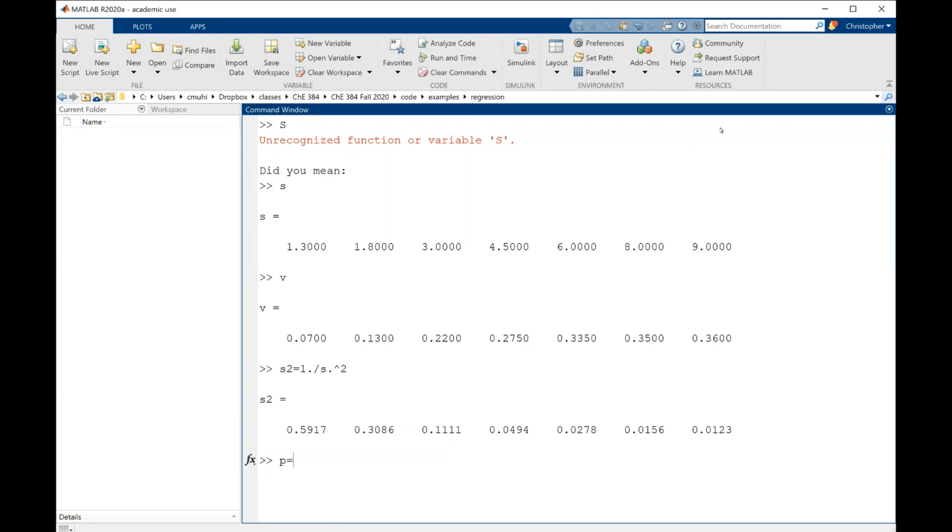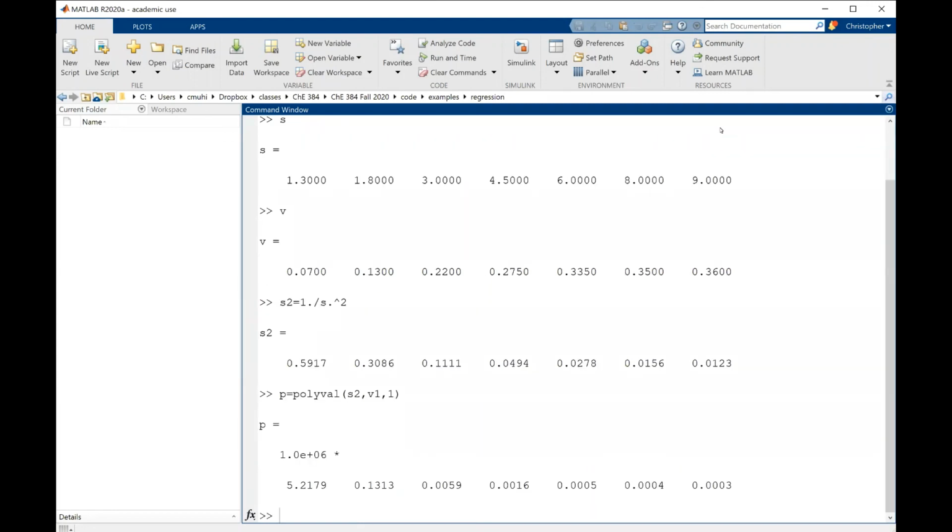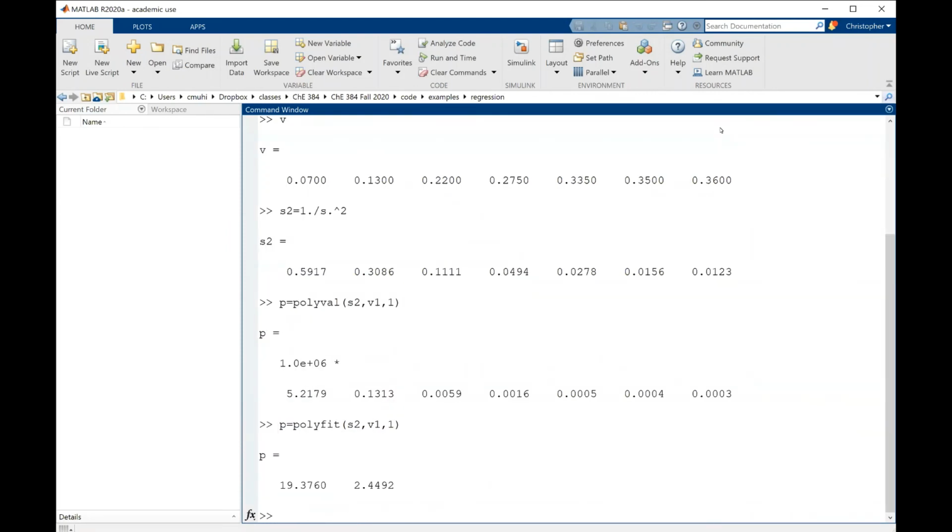I can set P equal to polyval. We've got our S2, that's our X, our V1, that's still there. And then we still want that first linear term. So we just put in a 1. Oops, sorry, not polyval, polyfit. And we end up with our 2 new variables coming out of P, that first number again representing the slope, and that second variable representing the intercept.